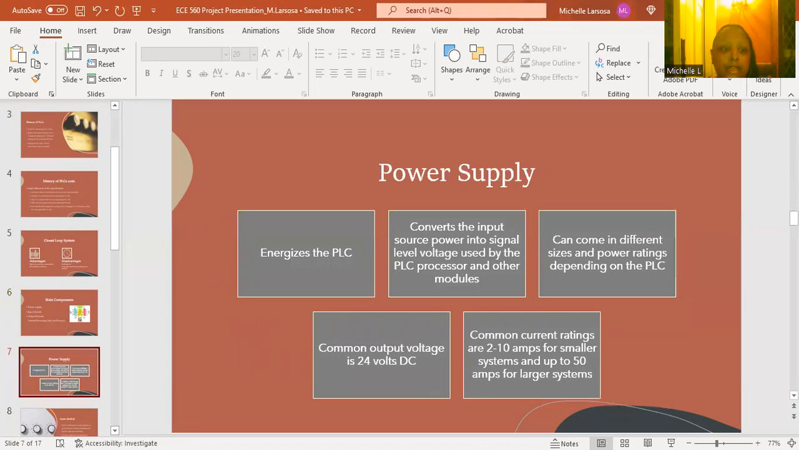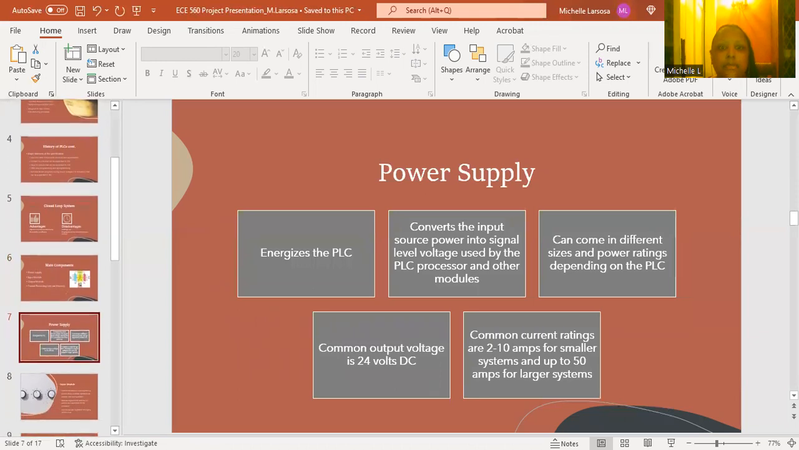So the power supply, as the name states, provides power to the PLC. It helps to energize it, it gives it the power so that it can run and function. It then also converts the input source power into the signal level voltage by using the processor and other modules. So it gives power to all of the modules combined for them to work properly and in sync with each other.